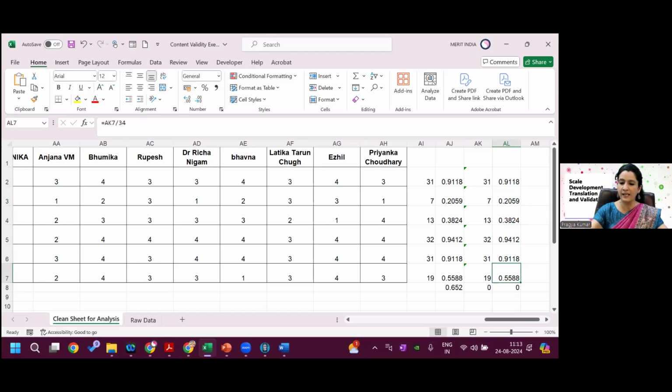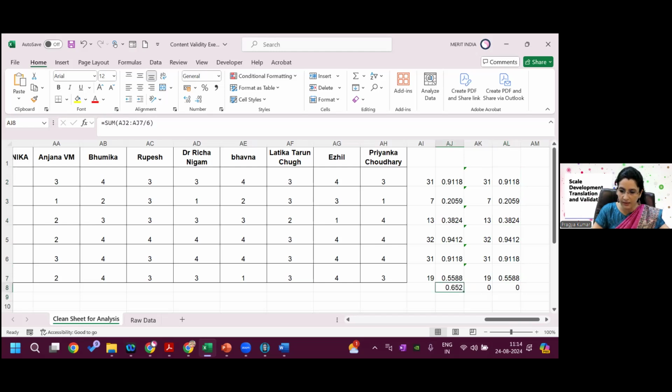So you can see, out of 6, there are 3 items, item number 2, item number 3, and item number 6, who have scored less than 0.6. Sorry, less than 0.8. So we will not keep these and we will remove them. Now, let's see how the overall scale reliability is calculated.